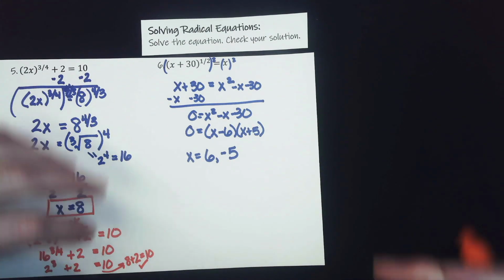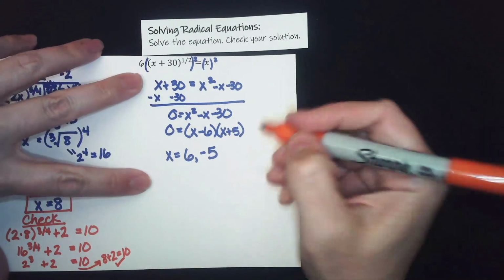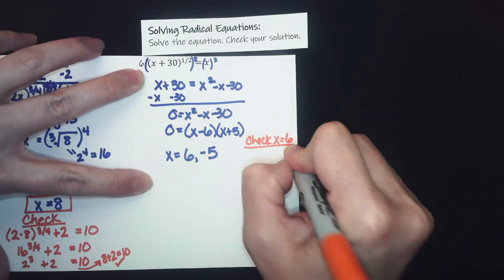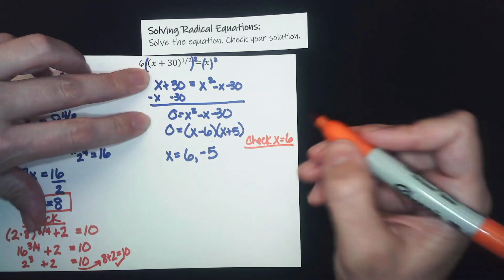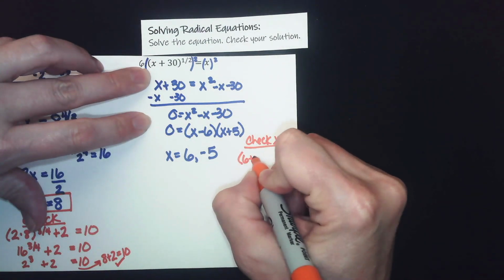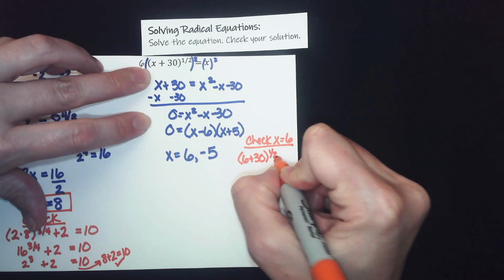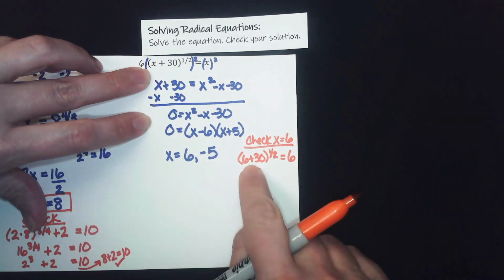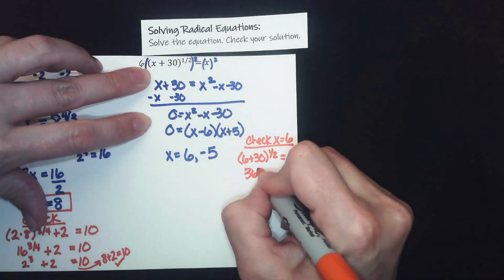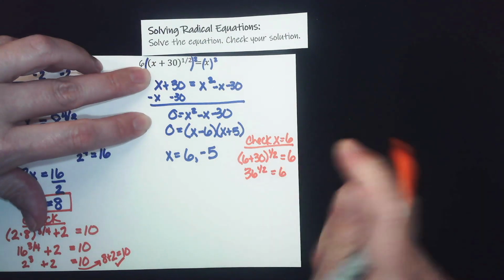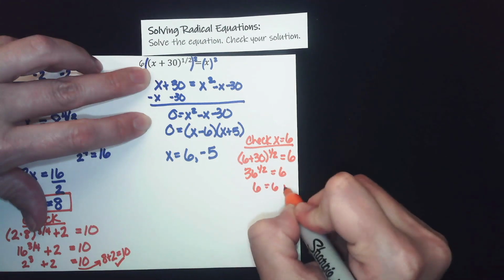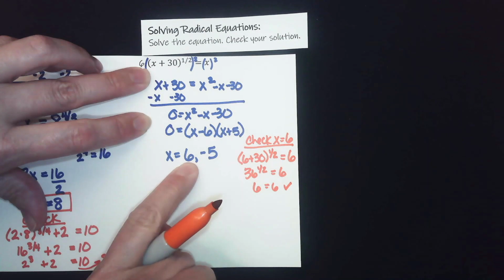So let me check x equals 6. So I plug it into my original equation. So I get 6 plus 30 to the 1/2 needs to equal 6. Okay? 6 plus 30 is 36 to the 1/2 equals 6. And remember, 1/2 power is the square root, and the square root of 36 is 6, so 6 is 6. So 6 is an answer for x.